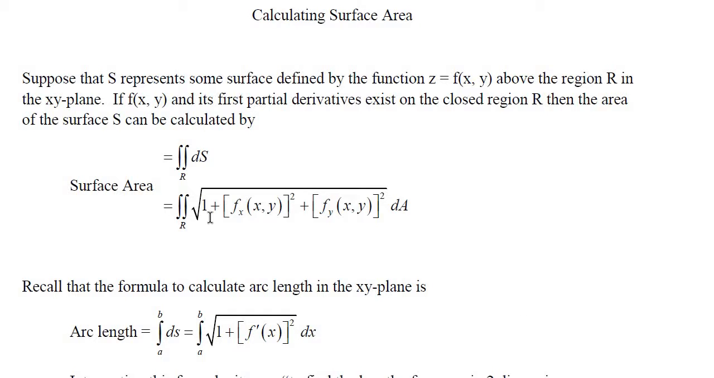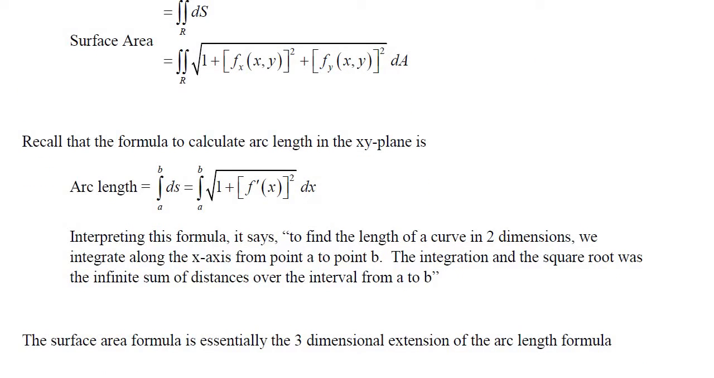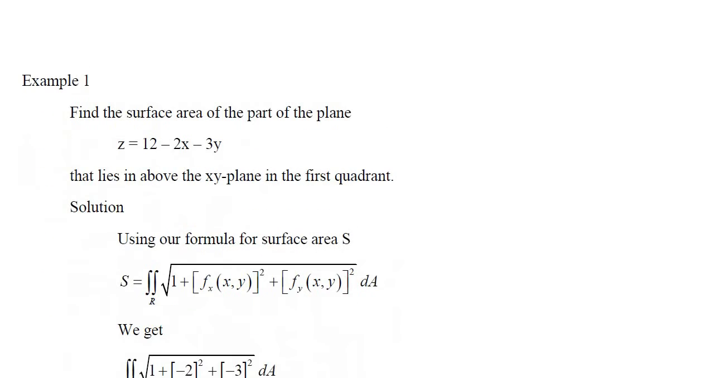And if you remember, we even saw an arc length formula for 3 dimensions, but that was just a single integral, meaning we were just integrating along some line. So now we're integrating across some area, and that gives us a surface area. Alright, so again, interpreting this formula, we're basically finding our surface area. So let's take a look at some examples.